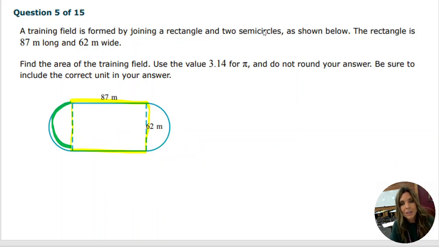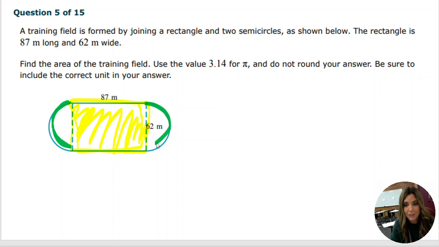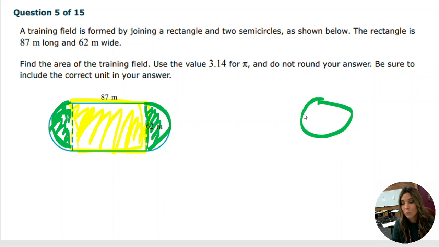Now this one says a training field is formed by joining a rectangle and 2 semicircles as shown below. So we have this rectangle right here. This is part of our field. We also have 2 semicircles. This one right here is half of a circle, and this one also is half of a circle. Those 2 semicircles are exactly the same size, right? And I want you to picture those two semicircles joining into one circle.